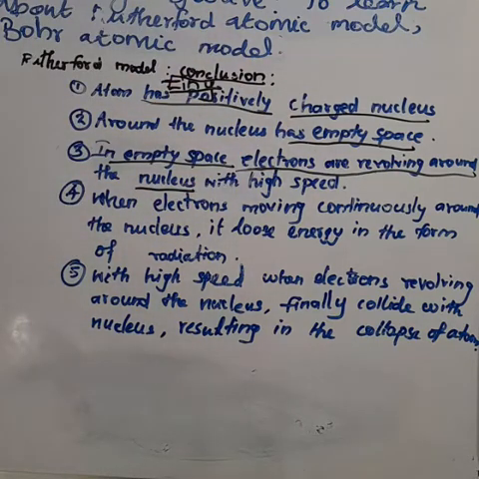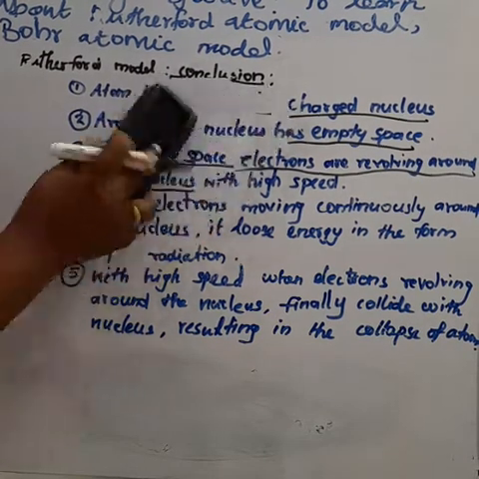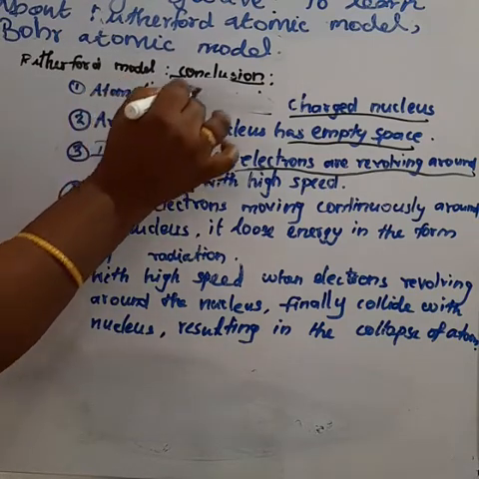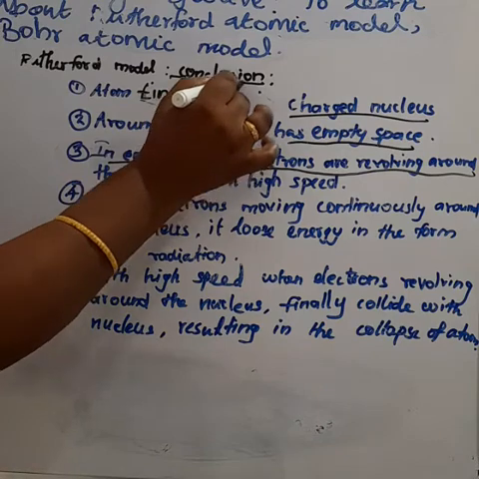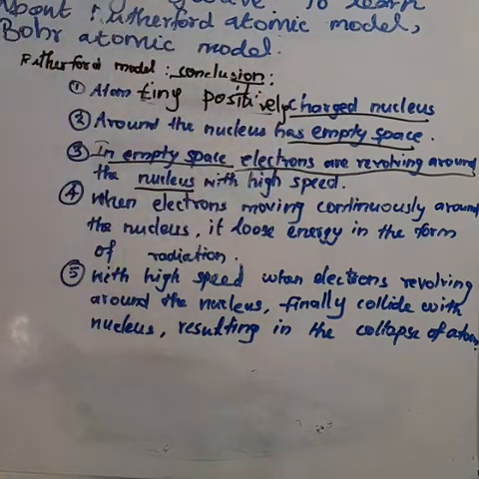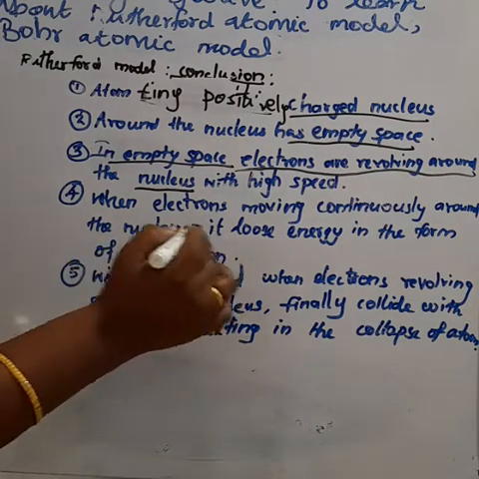First point, atoms have a tiny positively charged nucleus, and around the nucleus there is empty space. In this empty space, electrons are revolving around the nucleus with high speed.